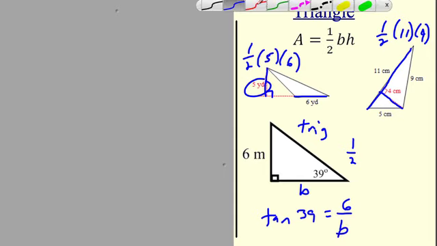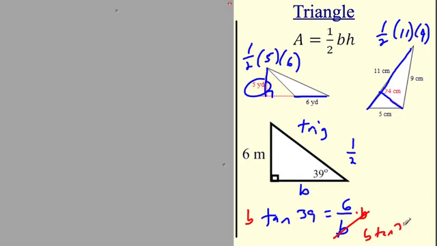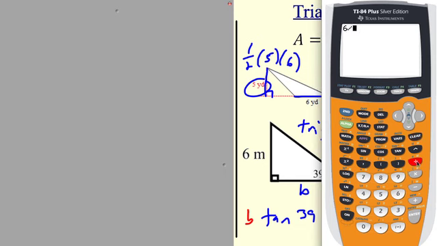Let's go ahead and finish that one out. We're going to solve for b. So what do we do? We multiply both sides by b, so they cancel. And then we get b tangent 39 equals 6. So what do we have to do? Divide both sides by tangent 39. That'll give you b. Let's just have some closure here. 6 divided by tangent 39.